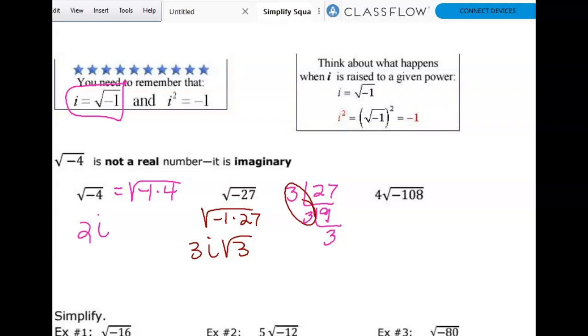Okay. Did we already do 108? Yes. What did we get for an answer? 6 and the square root of 3. Okay. So I know that the square root of 108 is 6 square roots of 3. So if I have a 6 on the outside, what do I do with the 6 and the 4? Multiply, so I'm going to get a 24. And what did we say? The square root of negative 1 by definition is i. And then I'm left with the square root of 3.